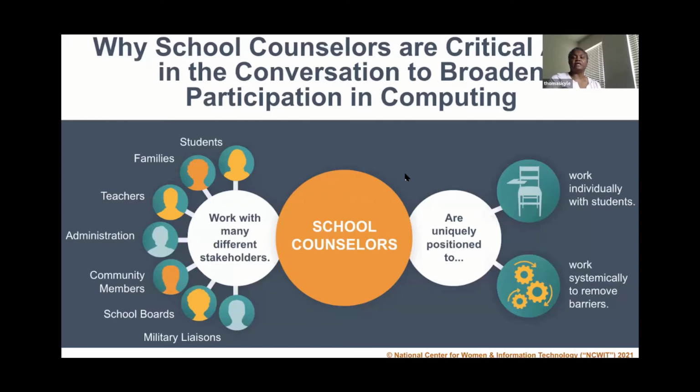Now, here's why school counselors are so important. If you'll notice, they work with many different stakeholders, and they are uniquely positioned to work individually as well as systemically to remove barriers from students, and work individually with them. And at the same time, we have all of those different areas where we can impact what happens with our students.